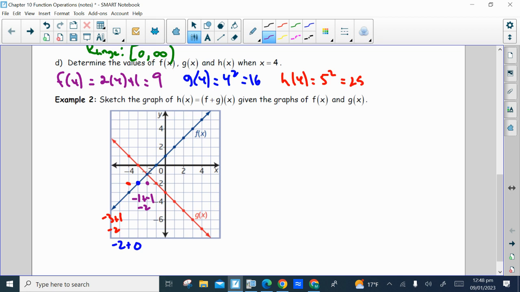So you're seeing a pattern here. It seems like all of the y values, when you add the two y values together from f and g, all the y values appear to become negative 2. That'll work for these points right here. Negative 2 plus 0 is negative 2. The y-intercepts are negative 3 and positive 1. Negative 3 plus 1 is still negative 2.